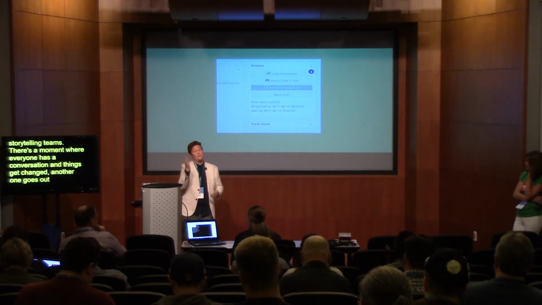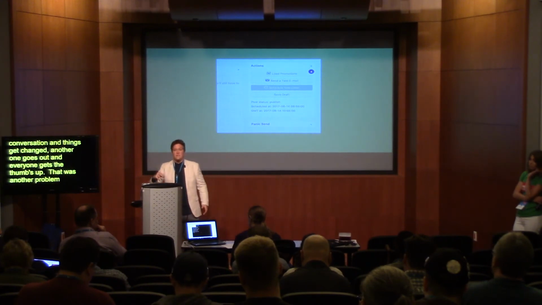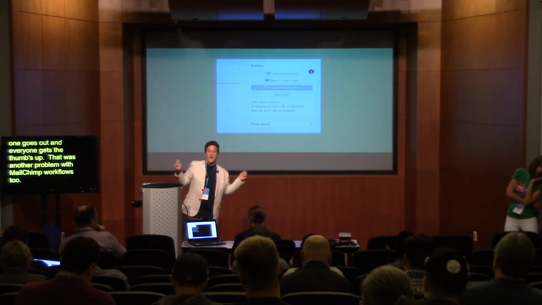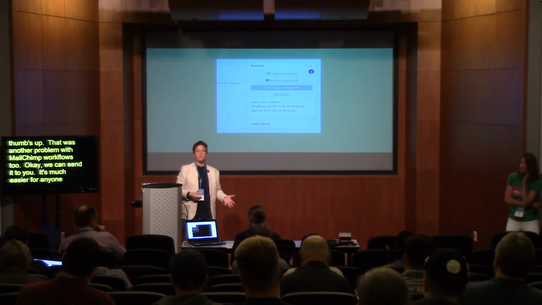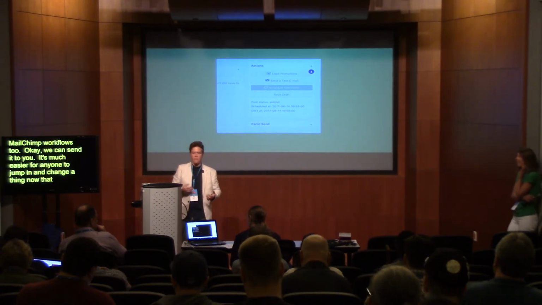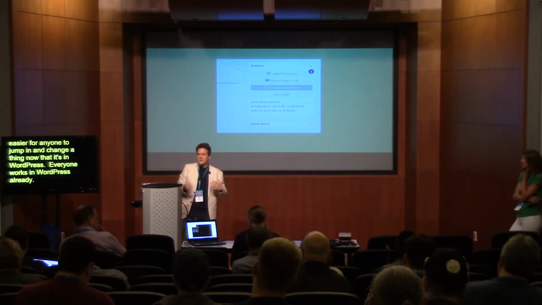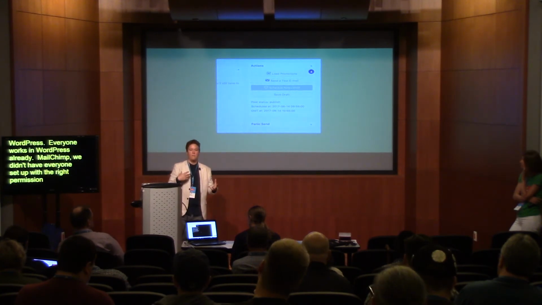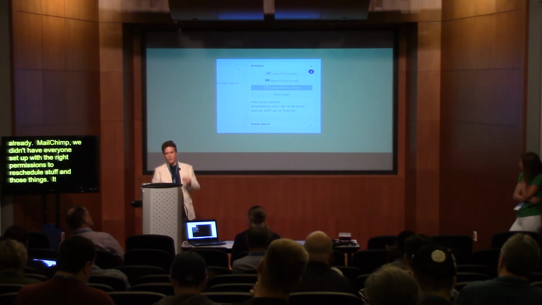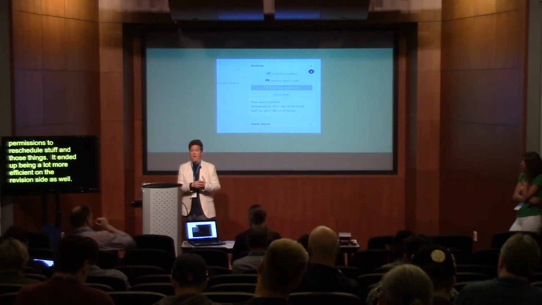That was another problem with MailChimp workflows too. Because it was like, okay, we can send it to you, and then it's much easier for anyone to jump in and change a thing now that it's all in WordPress, because everybody works in WordPress already. With MailChimp, we didn't have everyone set up with the right permissions to reschedule stuff and things. So it ended up being a lot more efficient on the revision side as well.